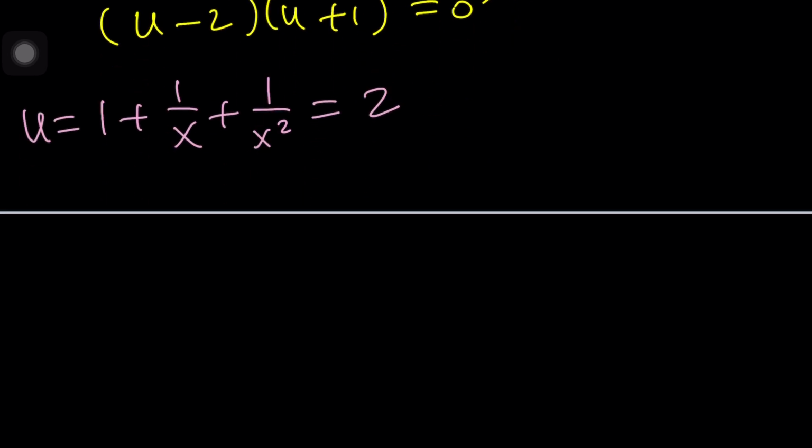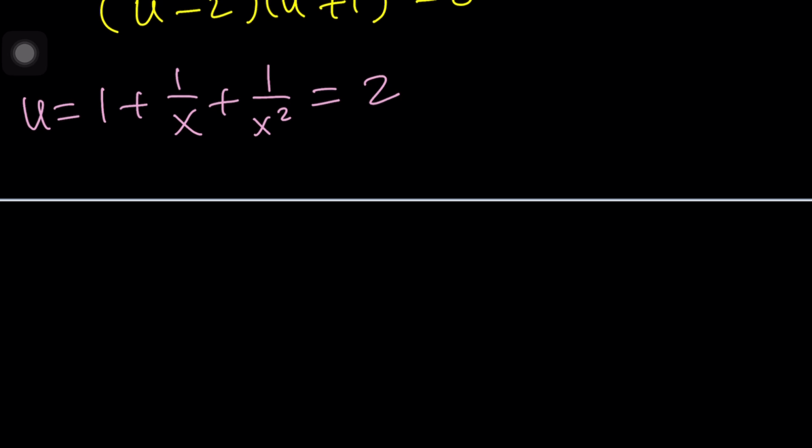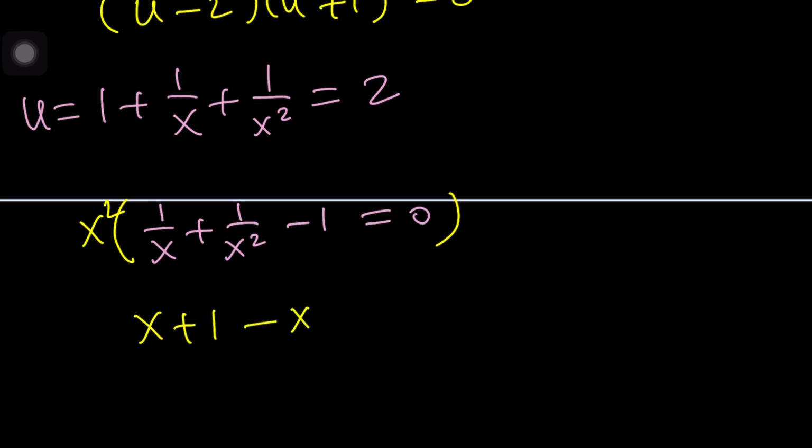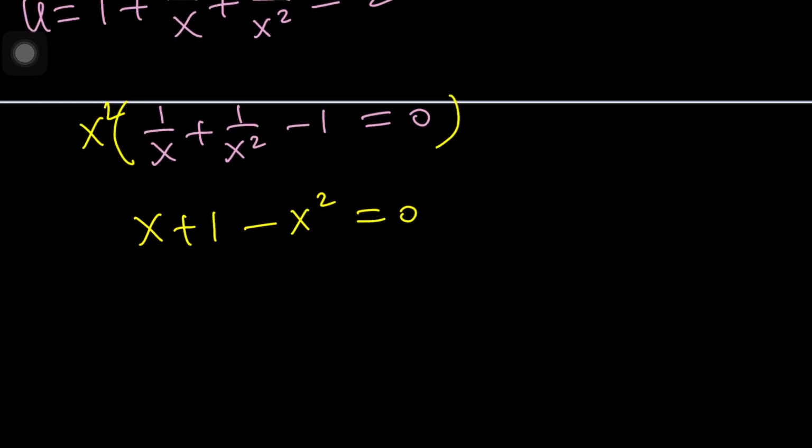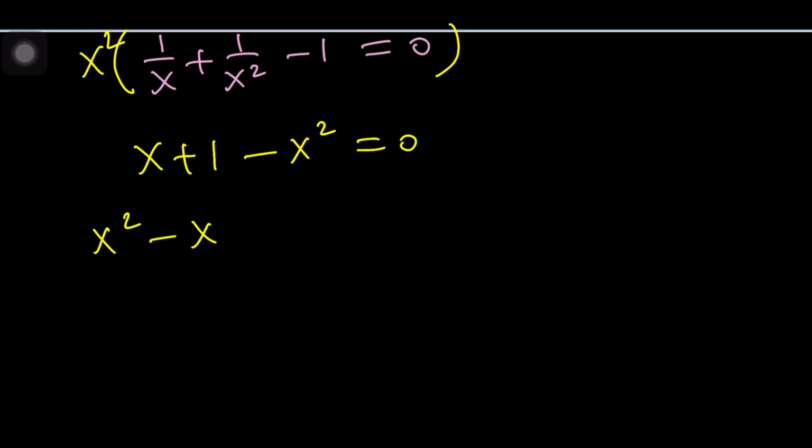Great. So from here we can subtract 1 from both sides, and that gives us 1 over x plus 1 over x squared minus 1 equals 0. And then we can multiply both sides by x squared, right? Everything. And that gives us x plus 1 minus x squared equals 0. Negate, put everything on the right-hand side. x squared minus x minus 1 equals 0.